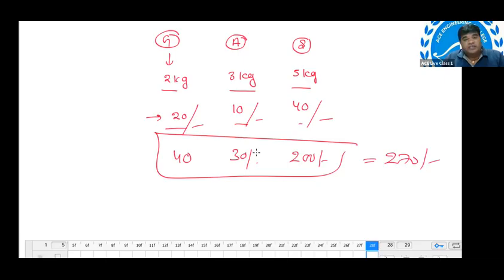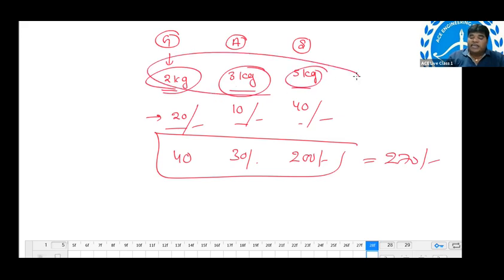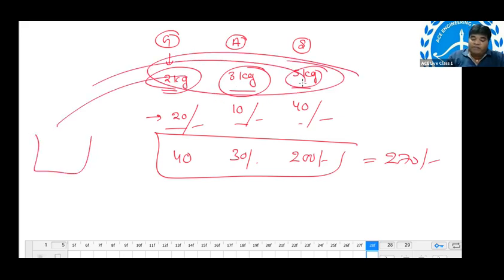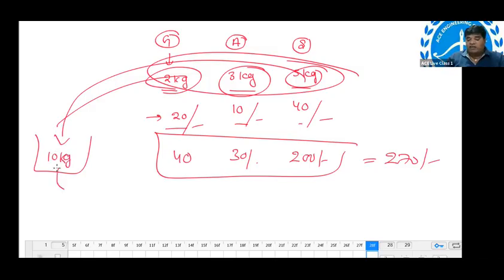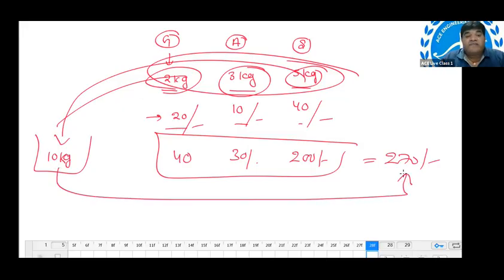But there is a variation. I want equality. Each kg you have to purchase at equal rates only. That's why, already I know the concept, you took 2 kg, you took 3 kg, and 5 kg. These kgs everything mixing. After mixing, the bowl contains how many kgs? 10 kg. So these 10 kg worth is equal to 270 rupees.